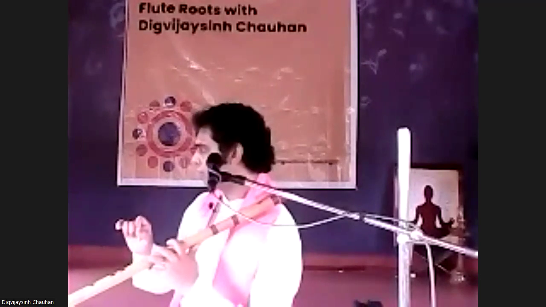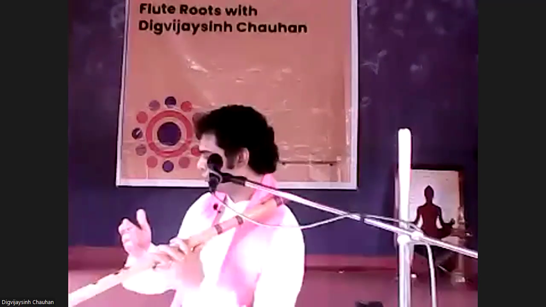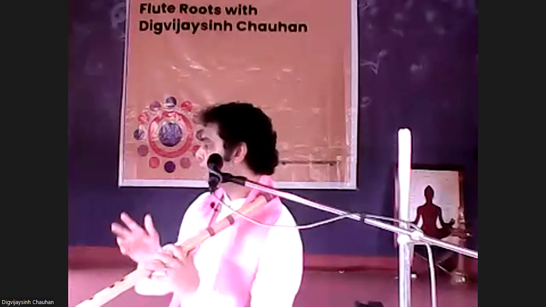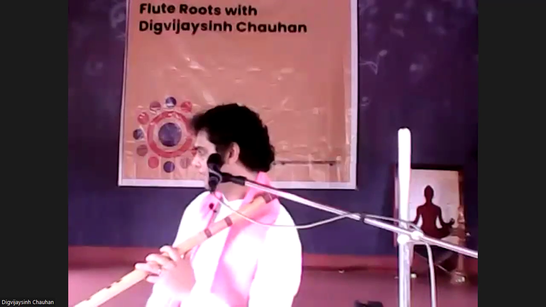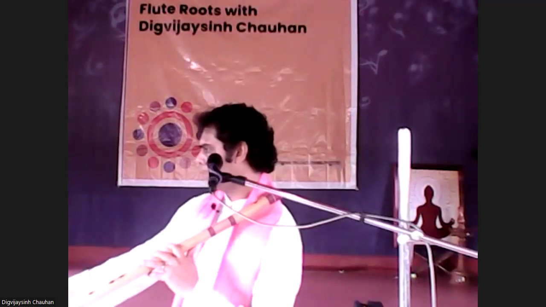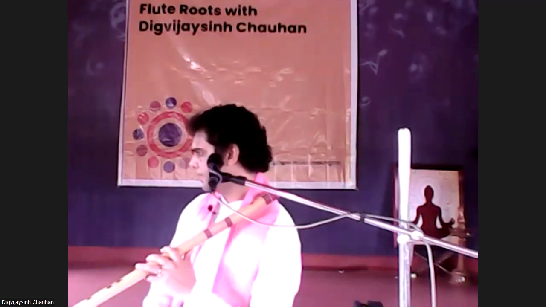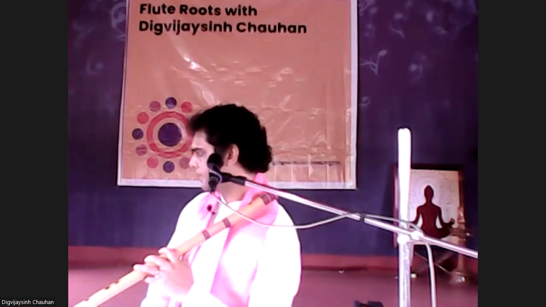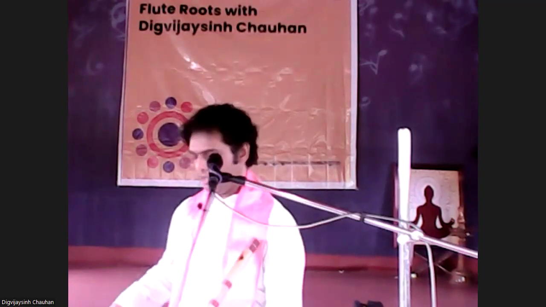There we only use one note, whereas in a khatka we use two or three notes. In murki we use even more notes. Clear, sir? Okay, got it. Praji, you want to ask anything about ornamentation? No, sir, I got it. Got it. Okay, very good.